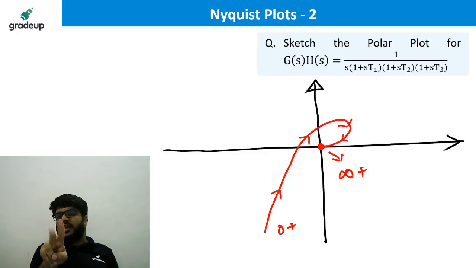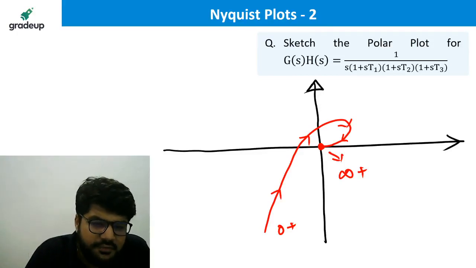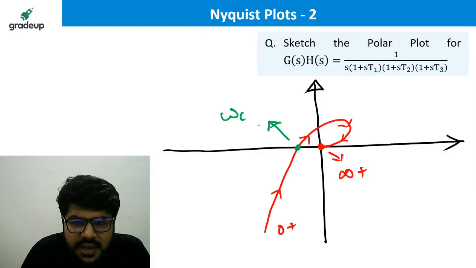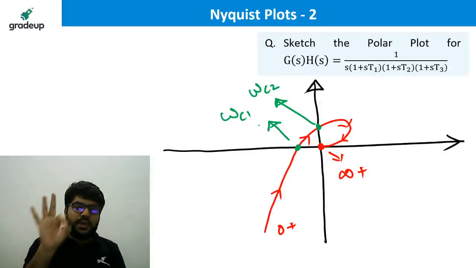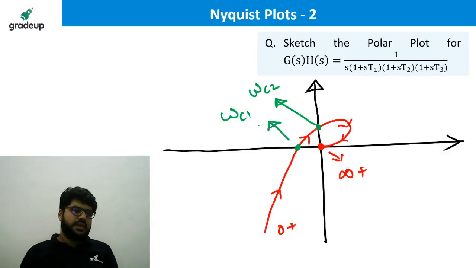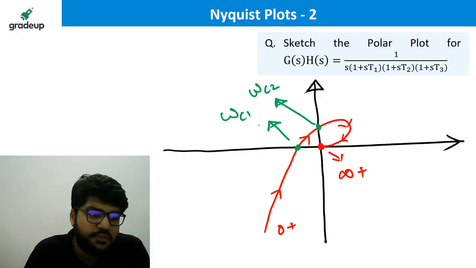this should have 2 critical frequencies, right? For the shape that is not required, but I'm telling, if you solve it in detail, let me say this represents omega C1, one critical frequency, and this is another critical frequency, omega C2. What did I say? A critical frequency is any frequency where the polar plot intersects any coordinate axis. The 2 critical frequencies should come if you solve it in detail.